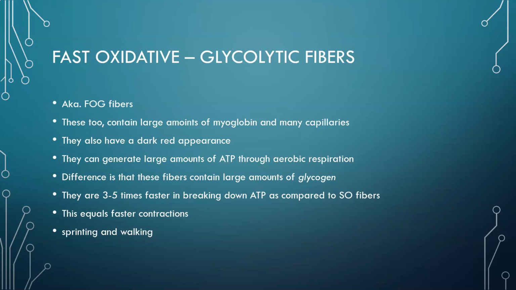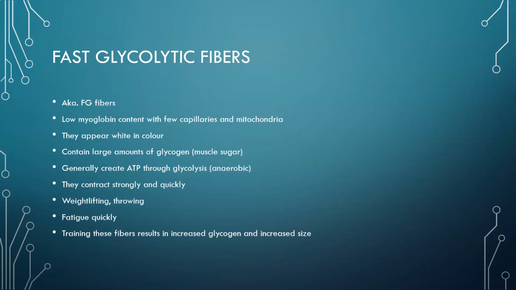And if you remember, again in A&P, I talked a little bit about how glycogen is sort of a muscle sugar. Because of this configuration, these muscle fibers are 3 to 5 times faster in breaking down ATP as compared to slow oxidative. So this equals faster contractions. These fast oxidative glycolytic fibers are used quite a lot in sprinting and walking. So there's a little more anaerobic metabolism within these fibers.